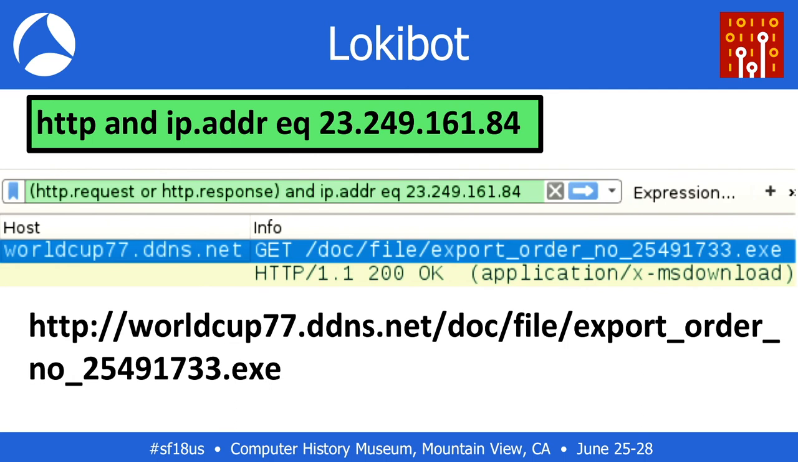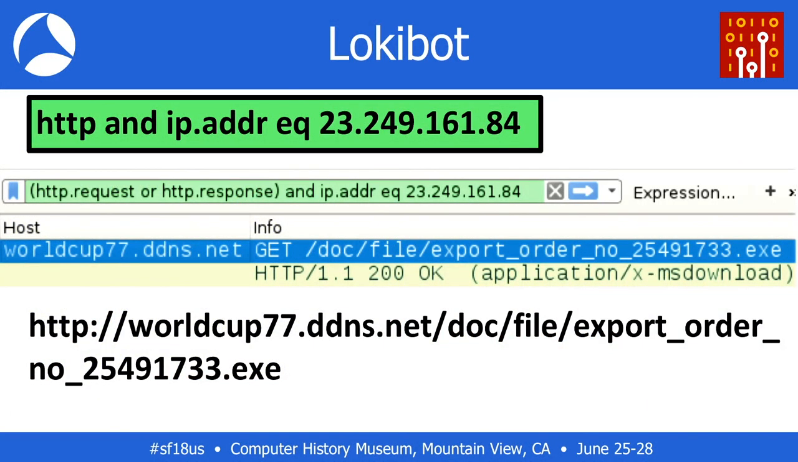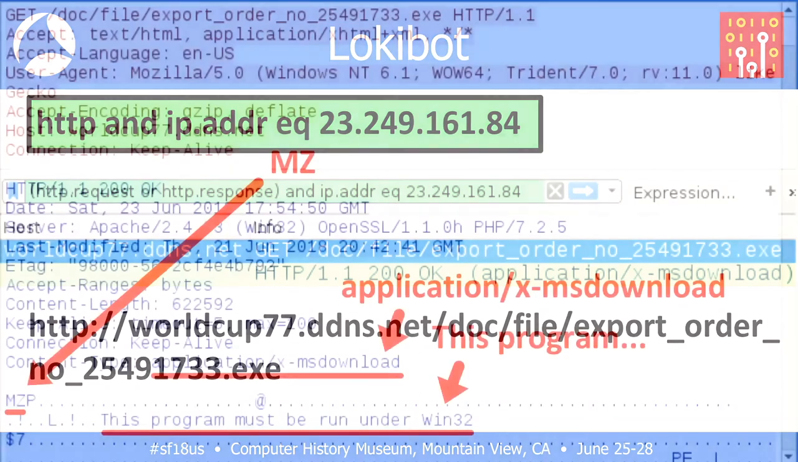So looking at the HTTP response code, we can see a 200 OK, and the server that's hosting this file identifies it as application/ms-download, which is common for Windows executable files. Not the most common, but it's something I occasionally see. So this is all the same TCP stream. Follow the TCP stream from either one of those frames.